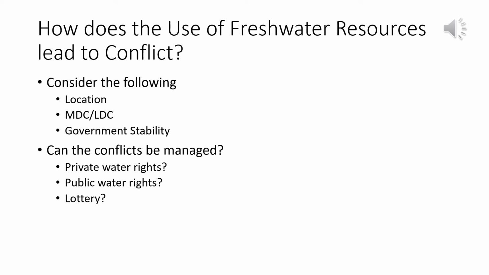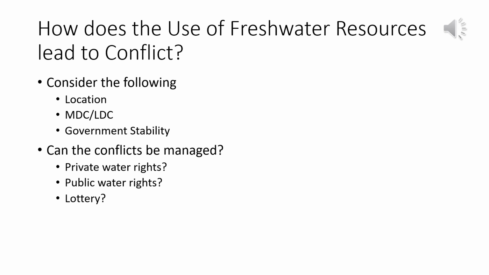It is important to note that freshwater resource conflict is largely based on location. It's more likely to happen in middle or lower developed countries and areas with unstable governments and infrastructure. However, it can occur in developed countries, especially when areas are undergoing drought and industrial companies are using much more water than their allotted amount.